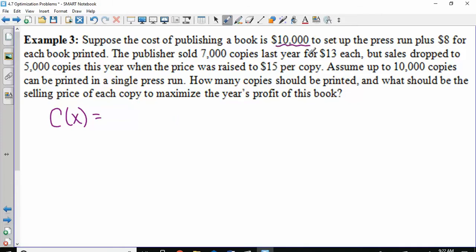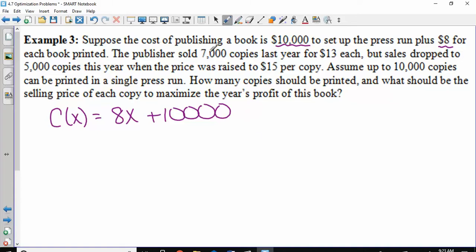What's the 10,000 represent? Yeah, it's your starting price. It's like your y-intercept. Then you have to pay $8 for every book, so that's like the slope. So what would my equation be? $8 for each book, so 8 times the number of books, plus that $10,000 for setting up the press.